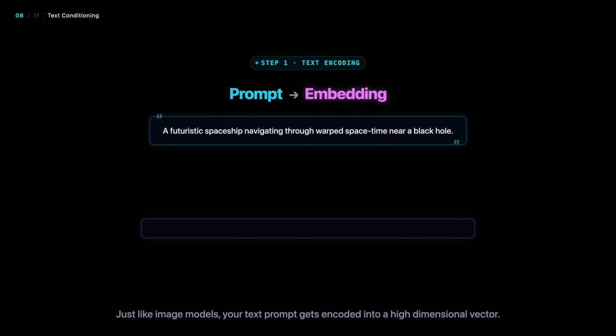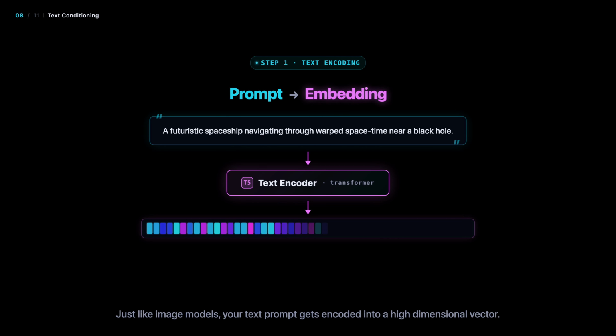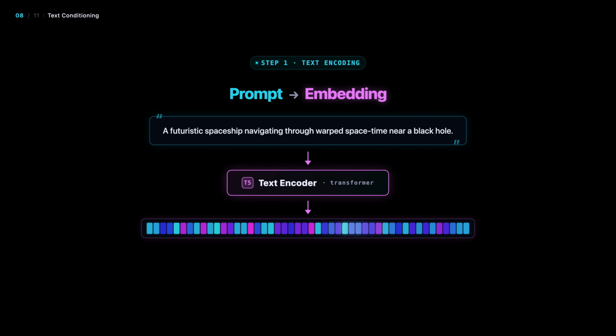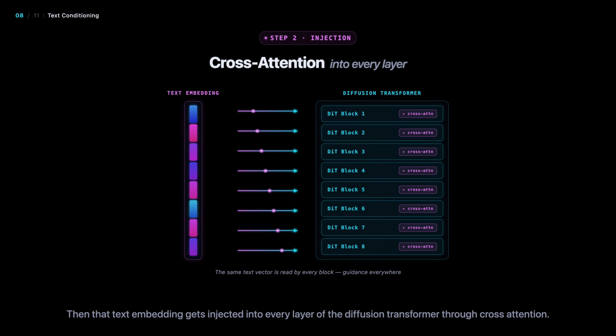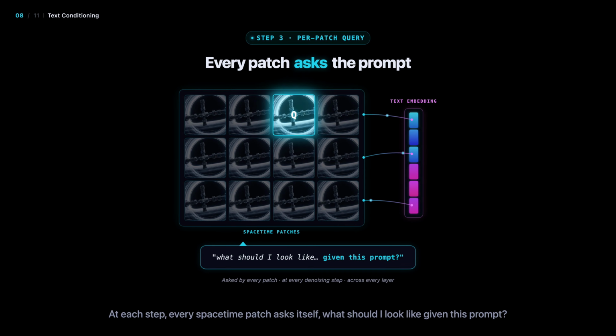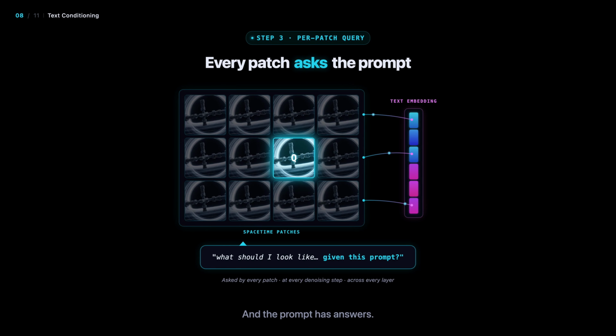Just like image models, your text prompt gets encoded into a high-dimensional vector. We call it a text embedding. Then that text embedding gets injected into every layer of the diffusion transformer through cross-attention. At each step, every spacetime patch asks itself, what should I look like given this prompt? And the prompt has answers.